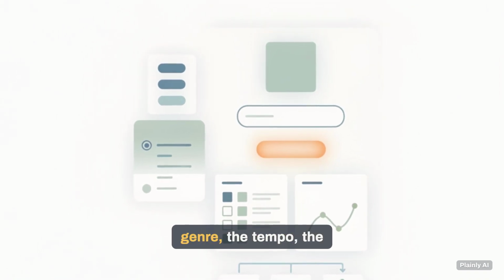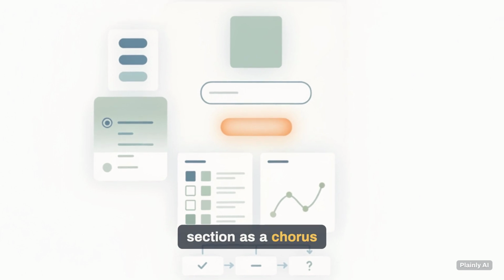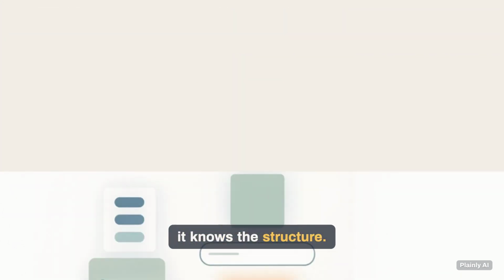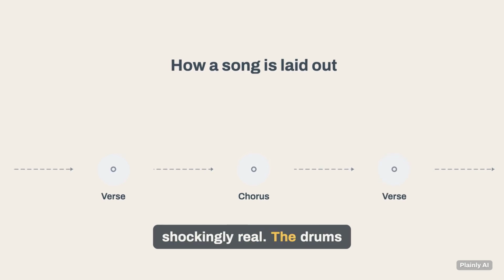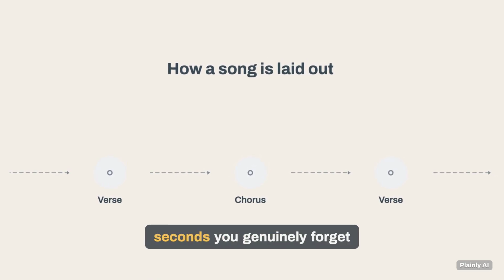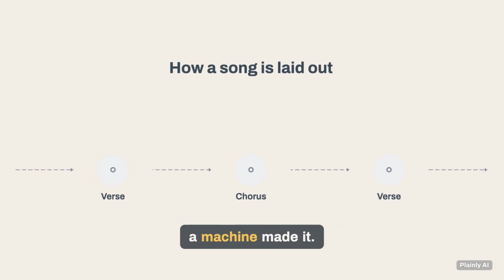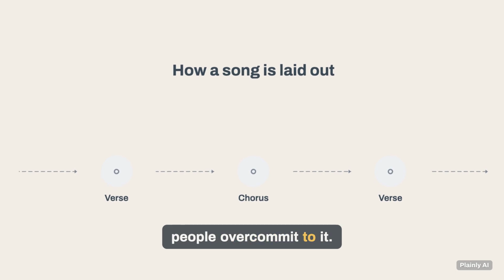You can steer the genre, the tempo, the vibe, even tag a section as a chorus or a verse so it knows the structure. And the output, on a good run, sounds shockingly real. The drums hit. The voice has texture. For about 30 seconds, you genuinely forget a machine made it. That first hit of magic is exactly why people overcommit to it.